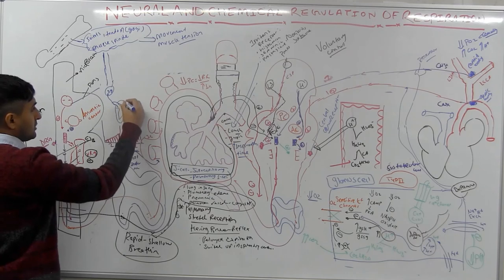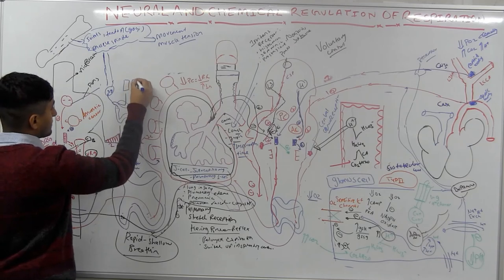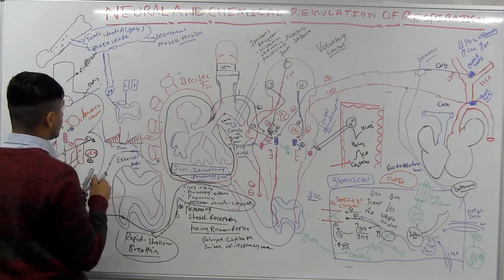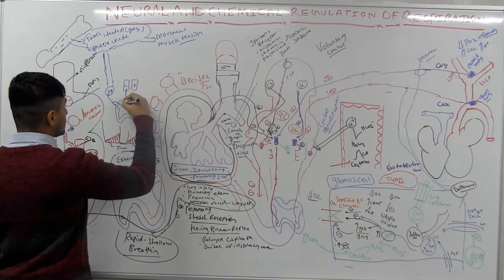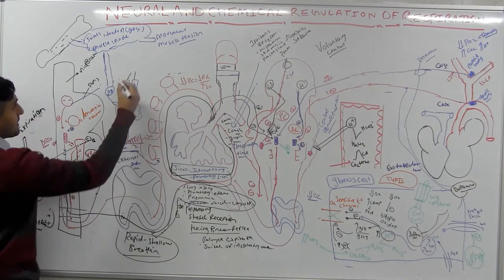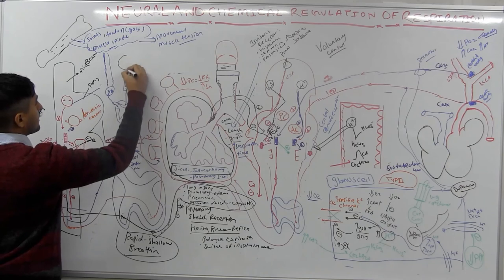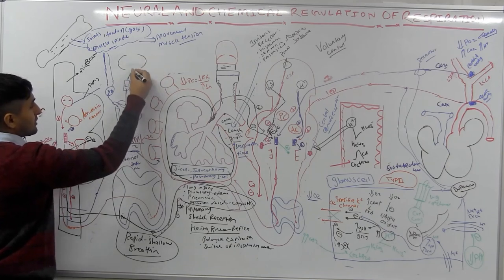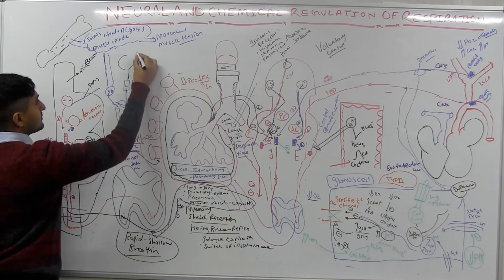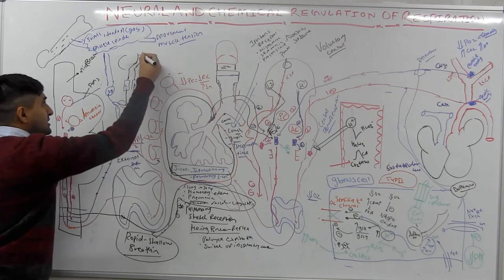From there it goes to the nucleus gracilis and nucleus cuneatus. Let me make the nucleus gracilis here and the nucleus cuneatus here. This fiber goes to this, and then it goes all the way up. Same thing with this side. Then at the lower part of the medulla, it decussates, goes to the other side, and becomes your medial lemniscus as it goes up.